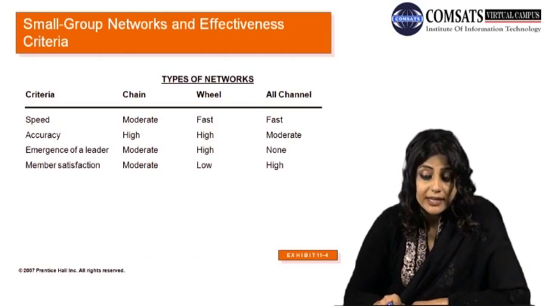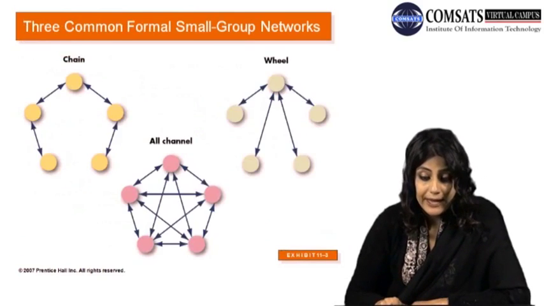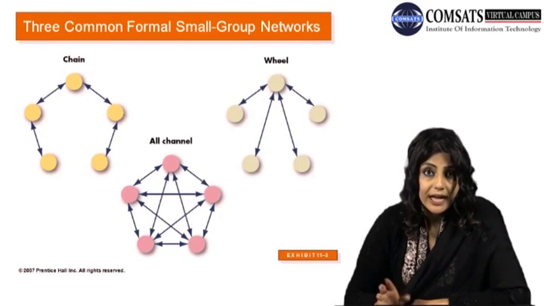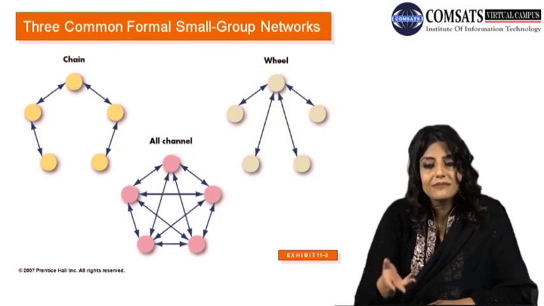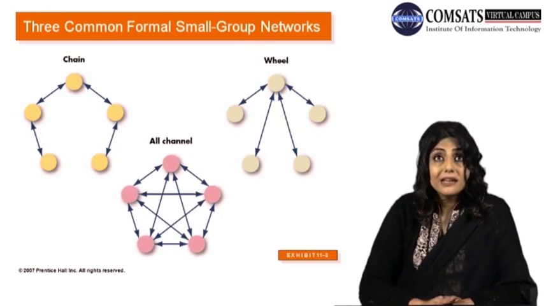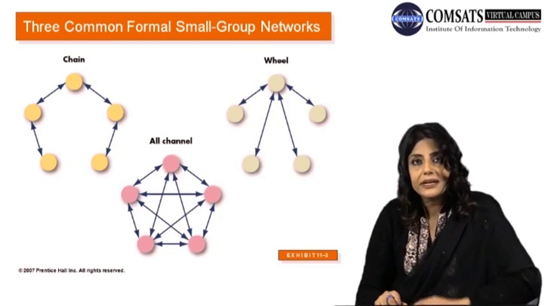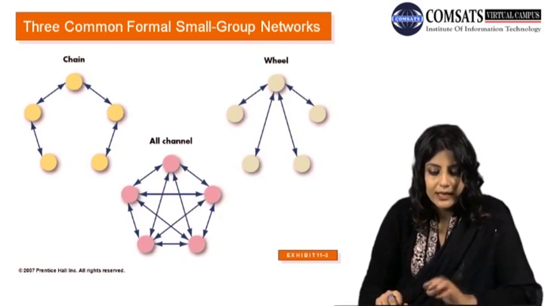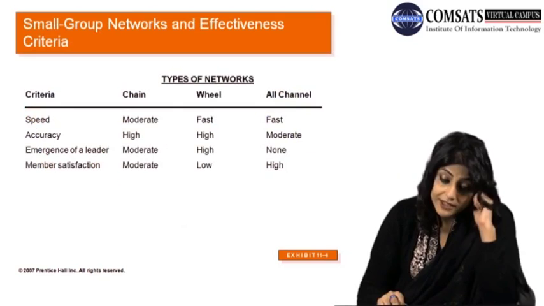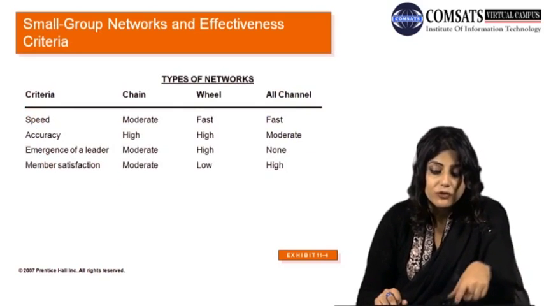And then in all channel, again, the speed is going to be very high, because here we have the concept of self-autonomous teams. This is basically the network which is depicting the self-autonomous teams. Wheel is depicting the team structure, but there is a team leader as well. Here in all channel there is no team leader, as we see in the criteria, emergence of leader.